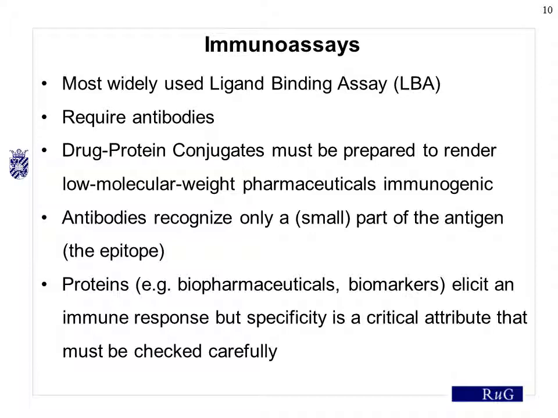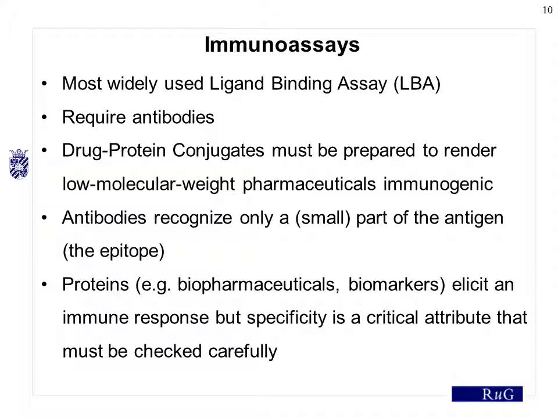It should be kept in mind that antibodies recognize only a small part of the target molecule, the so-called epitope. This is particularly critical in the case of proteins, because we often say we measure a protein with a ligand binding assay, but what we really do is only measure a small part of the protein. If this protein is modified at another place, we will not be able to see that using a ligand binding assay that does not recognize this part.